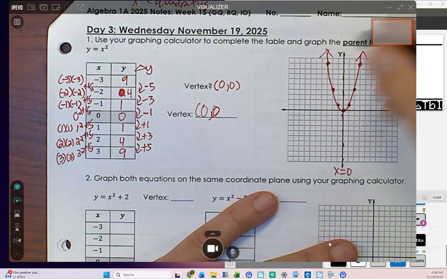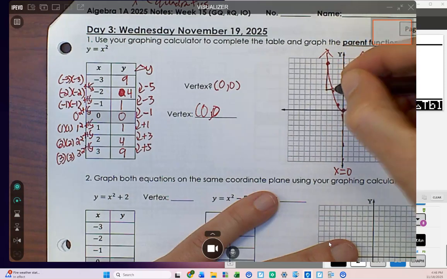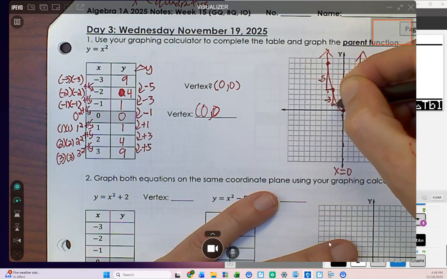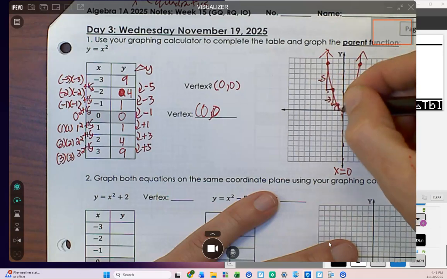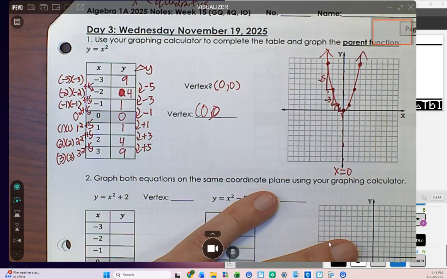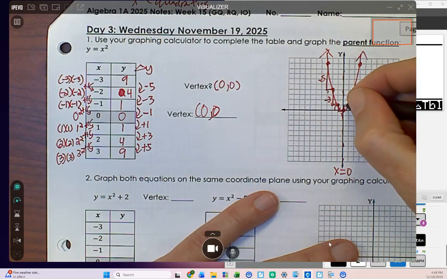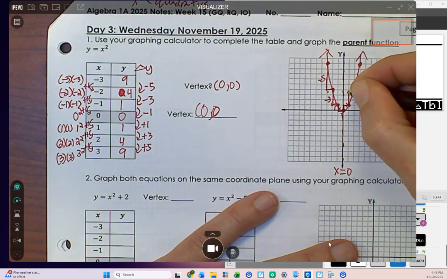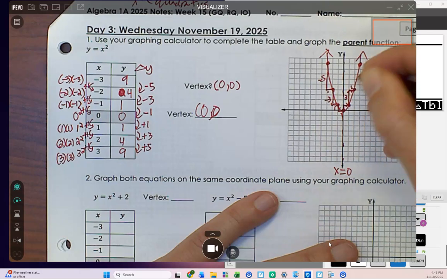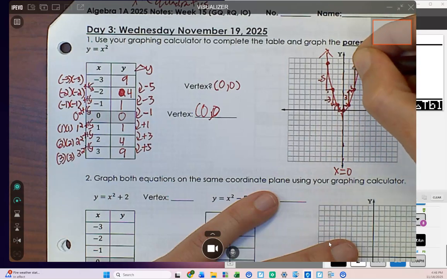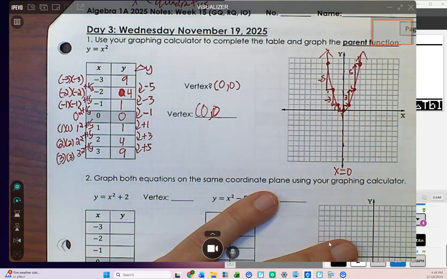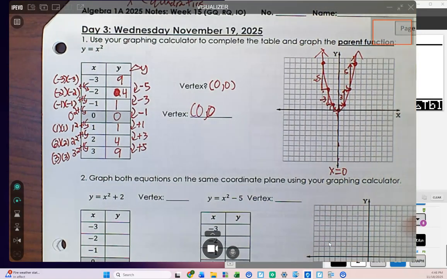And see, it dropped 5, then it went right 1. It dropped 3, then it went right 1. It dropped 1 and then went right 1. It went up 1, right 1. We went up 3, right 1. So the slope's constantly changing. So it makes kind of like that U shape.